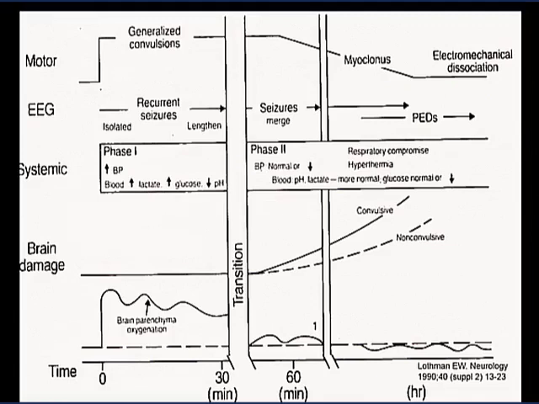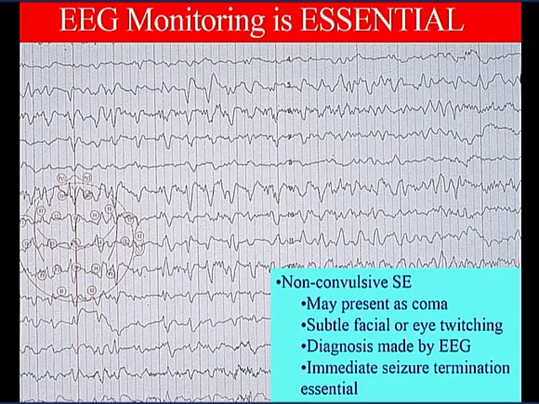And then systemically, with all the adrenergic and epinephrine surges, the blood pressure goes up, the heart rate goes up, you have more lactate, glucose may go up with the epinephrine surge, and the pH goes down as the lactate builds up. Then as things go on, the blood pressure normalizes. Brain damage occurs here with the continuous seizures, and it goes faster. With non-convulsive status, there's still brain damage as well, but it just takes a little longer to ensue. And then the oxygenation depletes. So this is what's happening when the seizures continue.